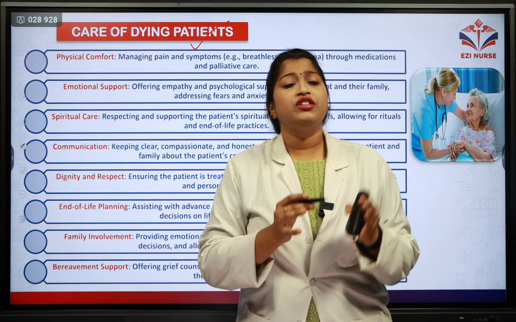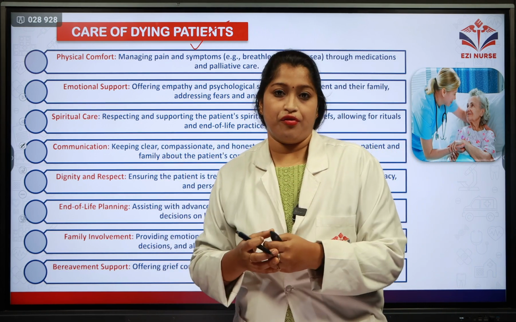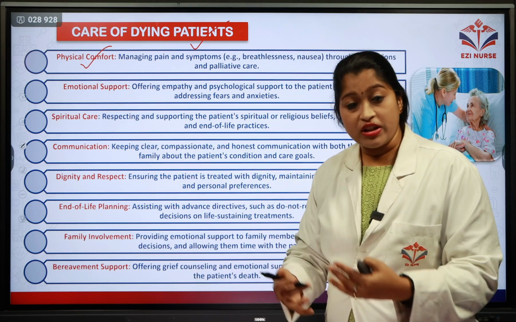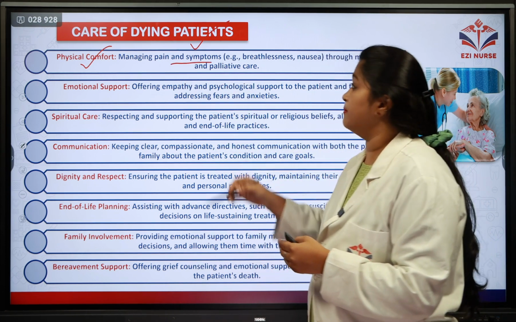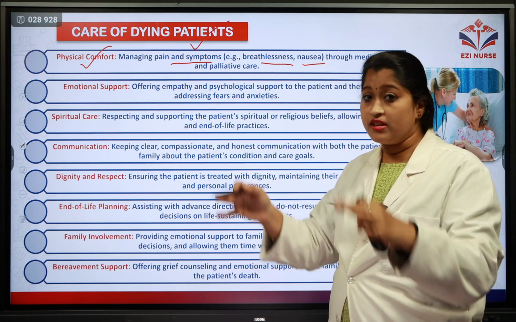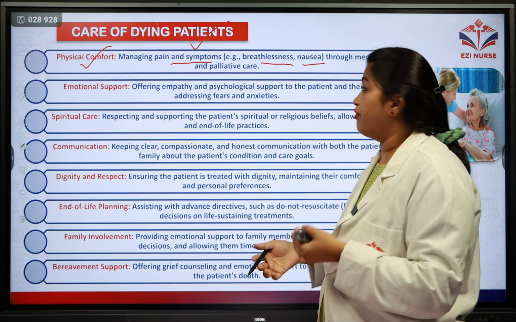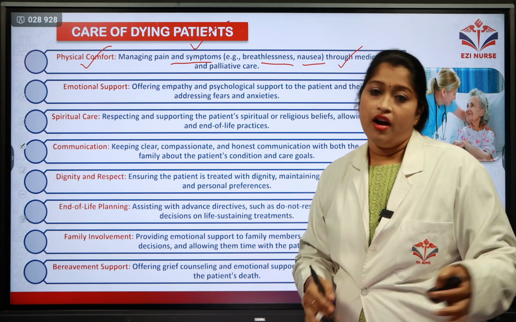How do we give care to a patient who is almost at the end of his life? The first point under it is physical comfort. You try to give good physical comfort, managing the pain and symptoms, for example breathlessness and nausea. You treat the symptoms in order to give that person physical comfort, through medications as well as palliative care.